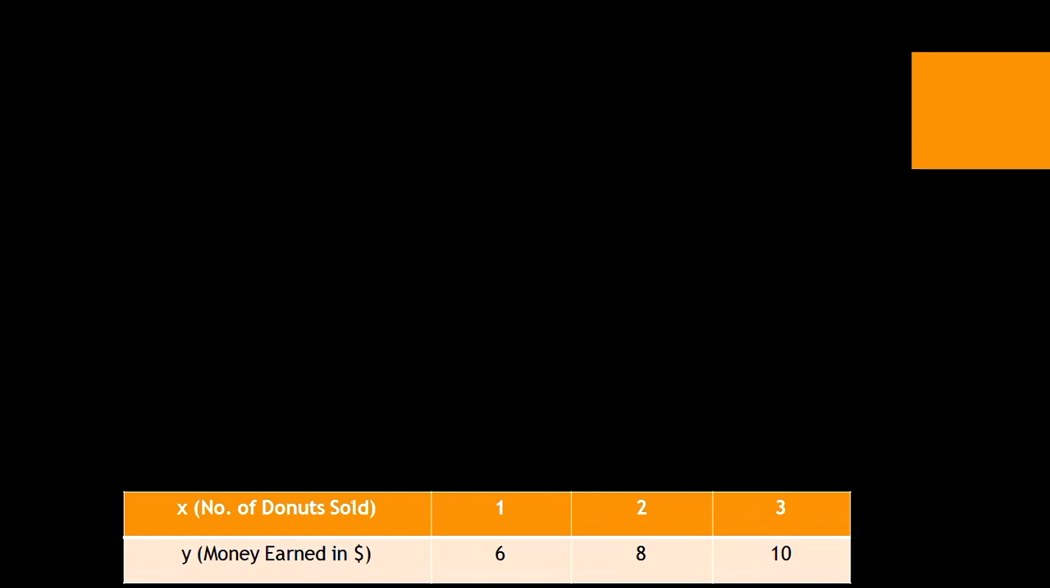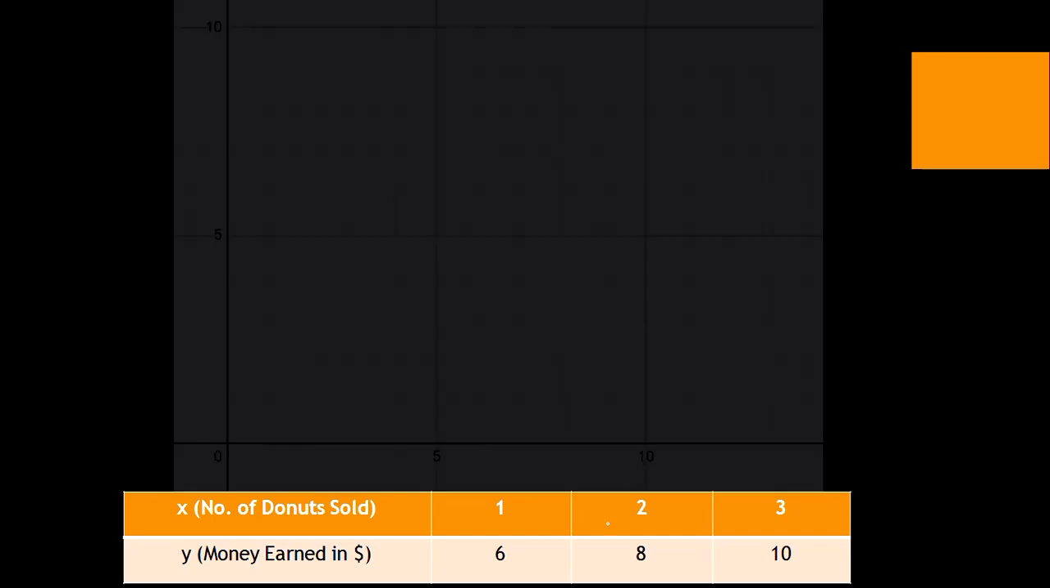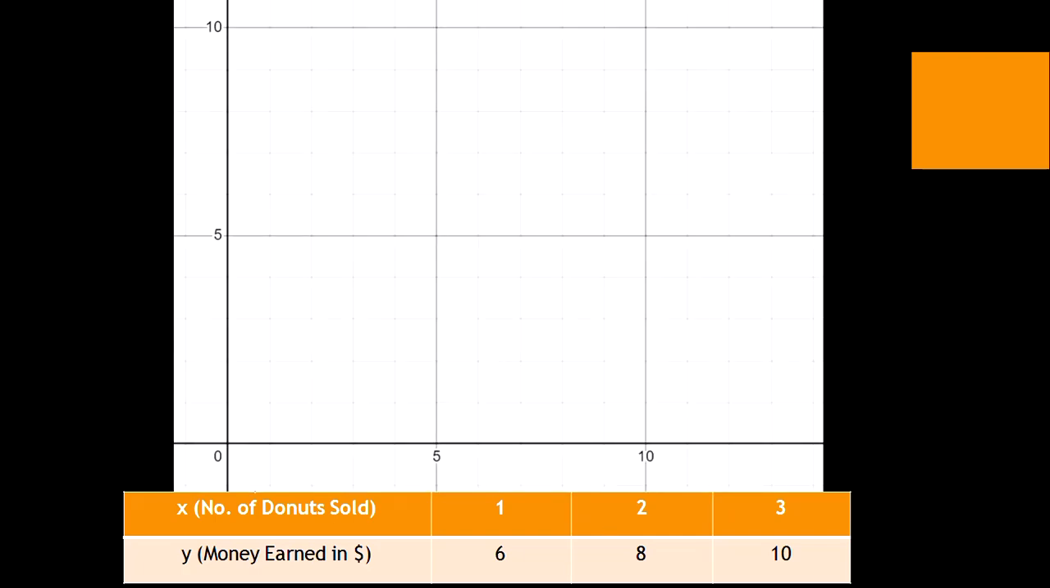Here we have the same table with all the 3 values of both the two variables. Now let us try and plot these values on a graph. Here we have a graph. Now we know that a graph has 2 axes. This one is the x-axis and this one right here is the y-axis.